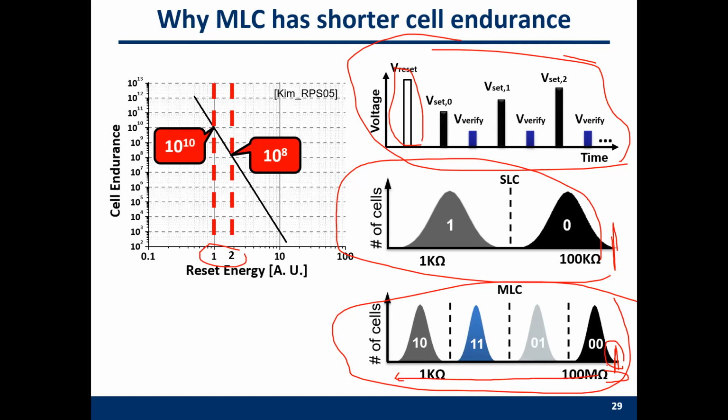This is the reason why the multiple level cell has less lifetime compared to the single level cell. So the multiple level cell will be broken earlier than the single level cell, assuming that you have the same write traffic and write pattern. So the reset operation here actually is the critical factor that influences the endurance or lifetime of your single level cell and multiple level cell.